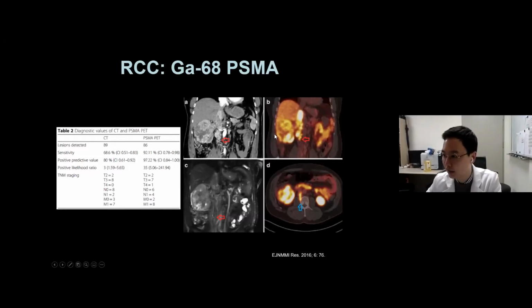And as you can see, in this case there was an RCC with tumor thrombus in the IVC, which has a corresponding uptake in the PSMA image. However, additionally, this PSMA PET found a tumor thrombus extending into the lumbar vein, which is not actually seen on other images like CT or MRI.